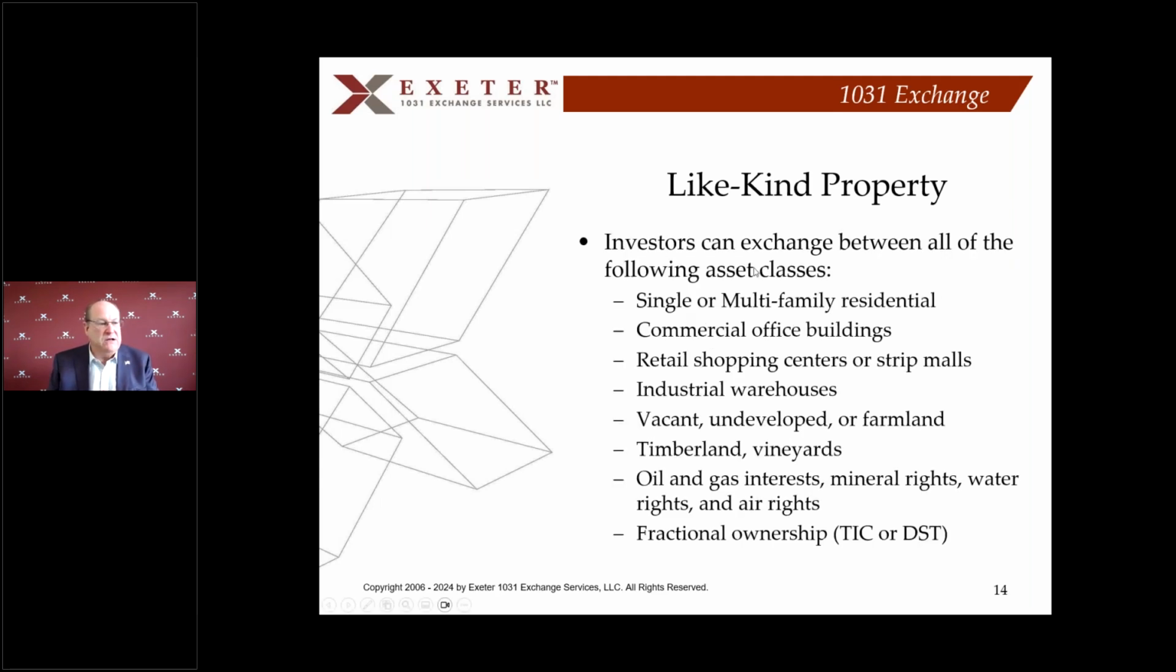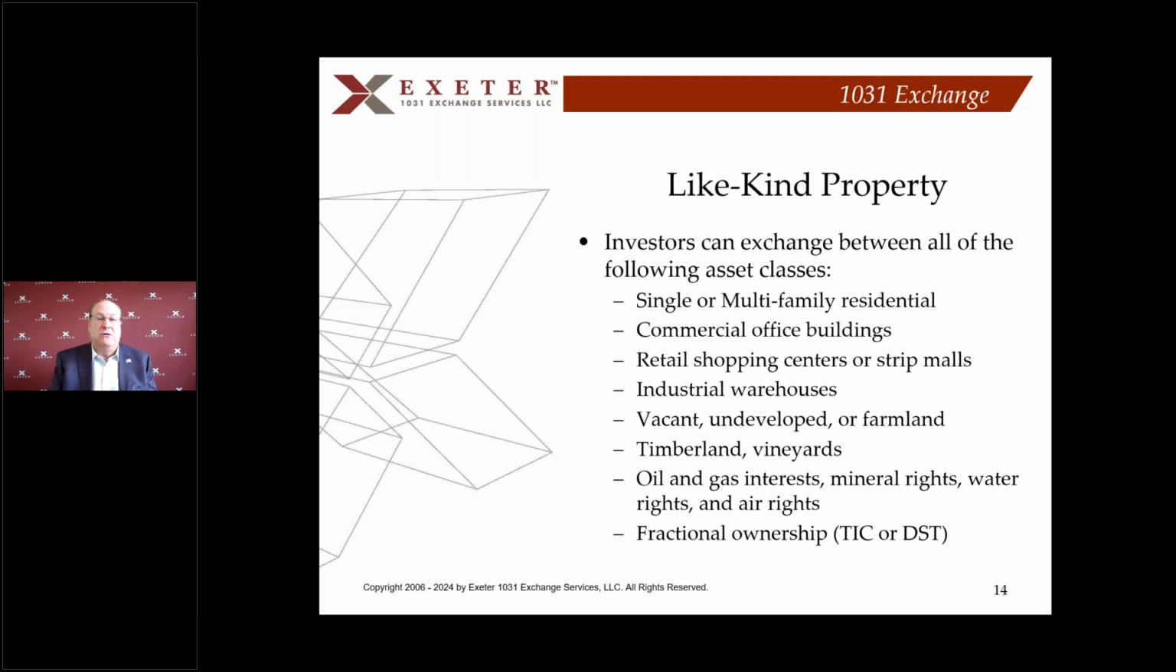So let's get to the next slide, talk about what does qualify. And all of these are like-kind to each other. So you'll notice that it would include things you wouldn't even think of. It includes air rights and water rights and mineral rights, oil and gas investments of certain types, fractional ownership. So if you do a tenants in common arrangement or if you do a Delaware statutory trust, all of those qualify as like-kind property for 1031 exchange purposes. So it's a great way to diversify from what you're currently holding into other areas that you think are going to do better for you.